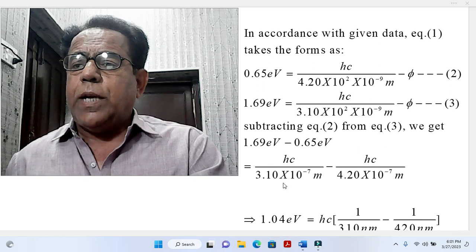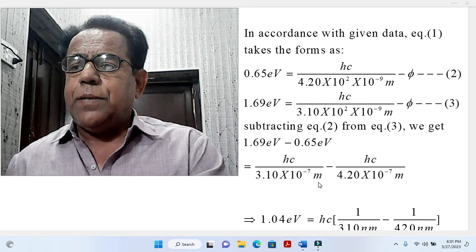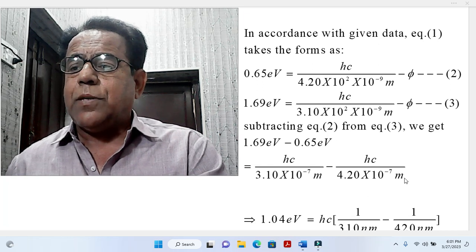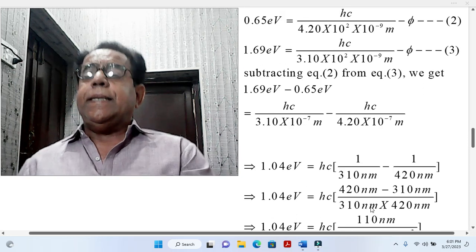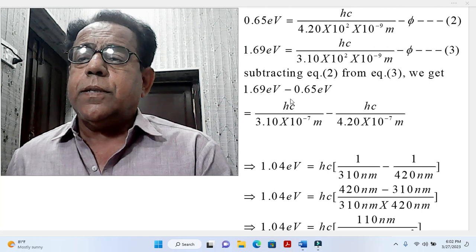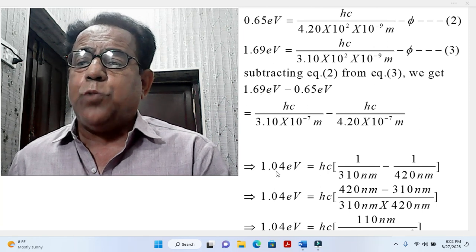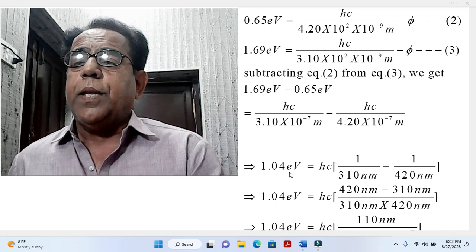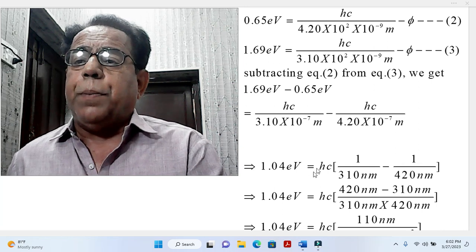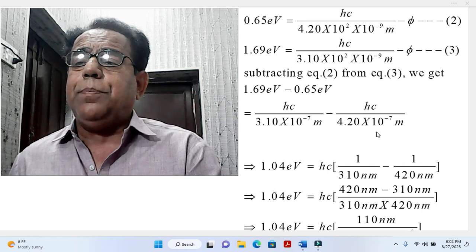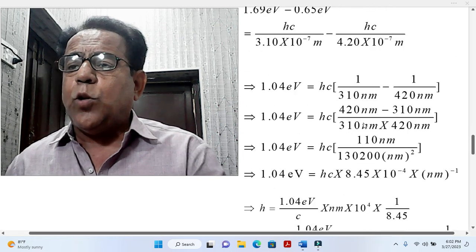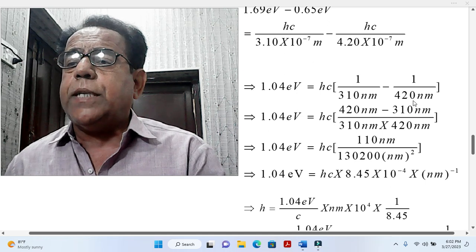Hc over 3.10 into 10 to power minus 7 meter minus Hc over 4.2 into 10 to power minus 7 meter. This implies that when we subtract these two stopping potentials, we will get 1.04 electron volt. And on the right side, we take Hc common. When we take Hc common from both sides, we will be left with 1 over 310 nanometer minus 1 over 420 nanometer.